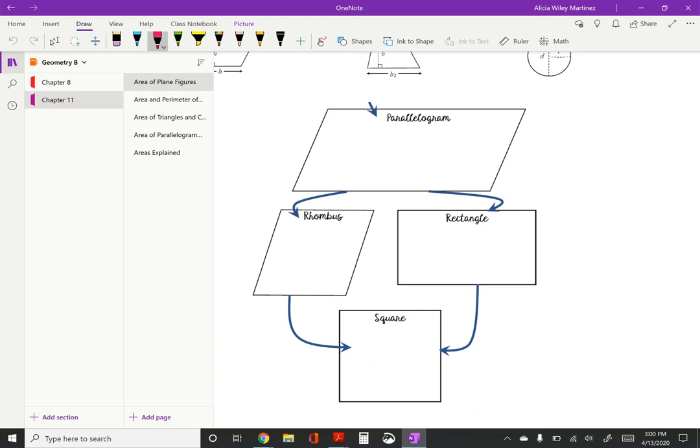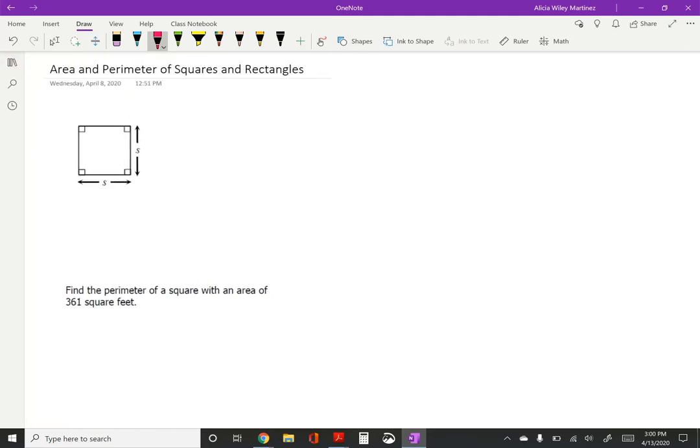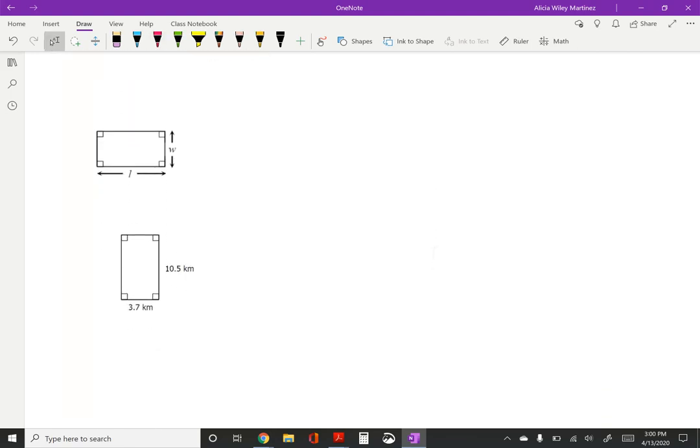So the way that you find the area and the way that you find the perimeter of all of these quadrilaterals in the parallelogram family is very similar. But I will talk more about parallelograms in another video. For this video, I'm concentrating on just squares and rectangles. Let's start with rectangles first.